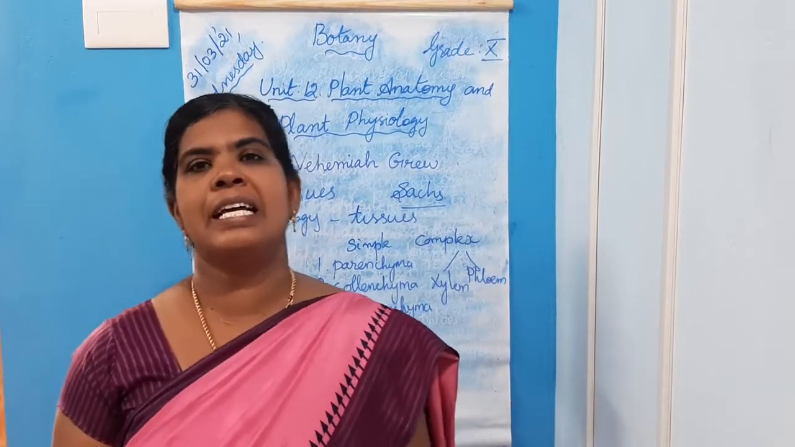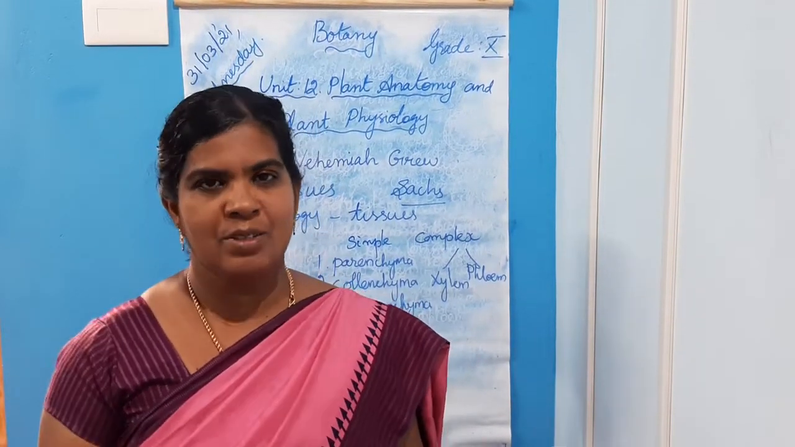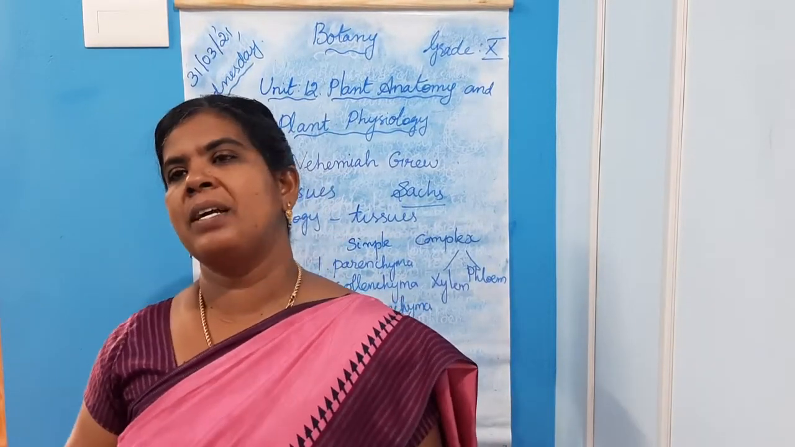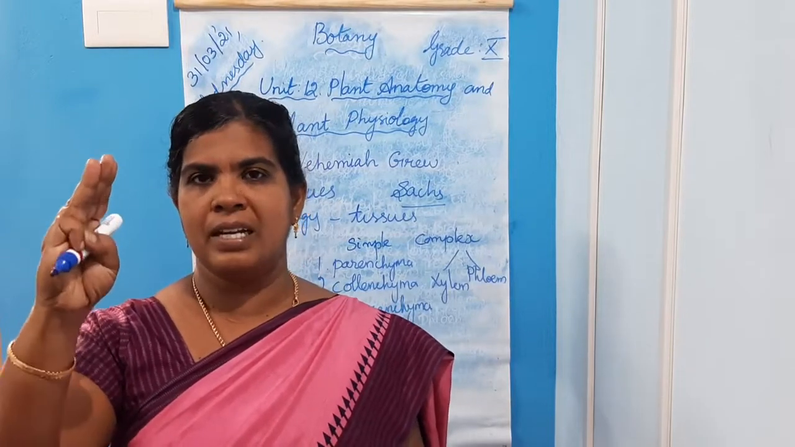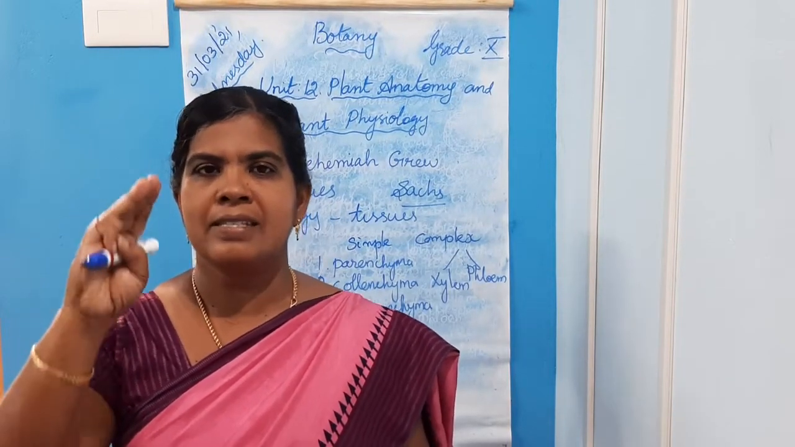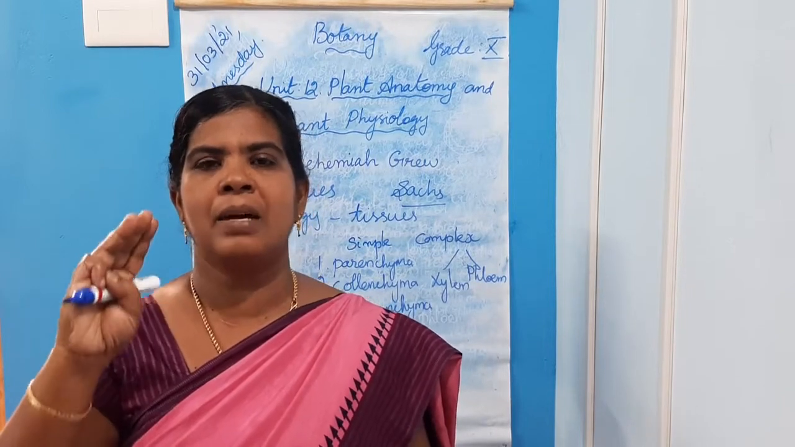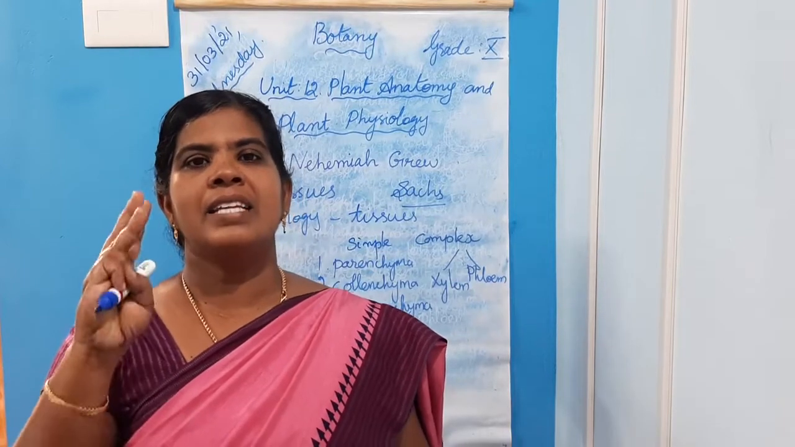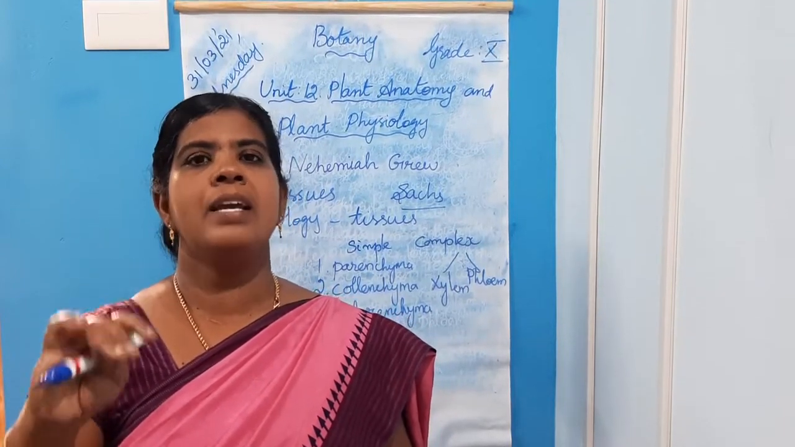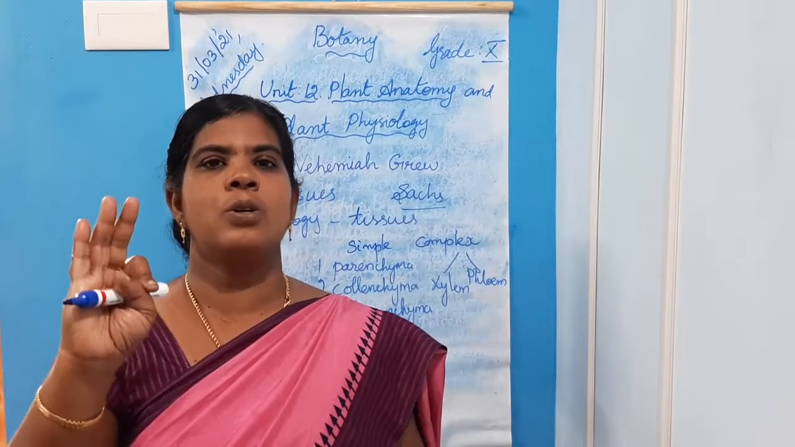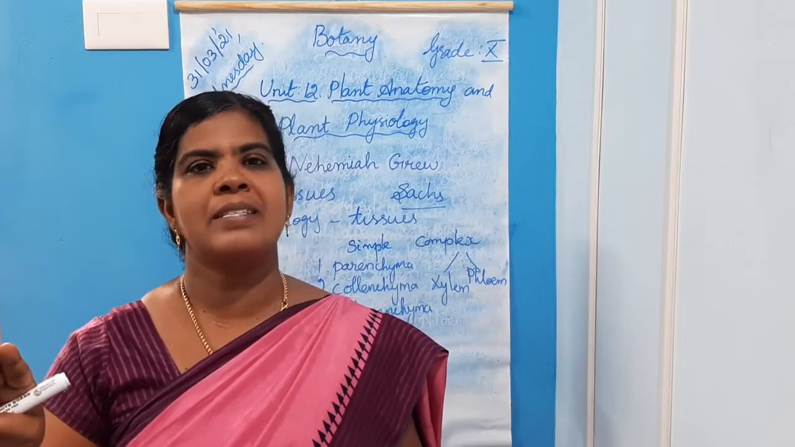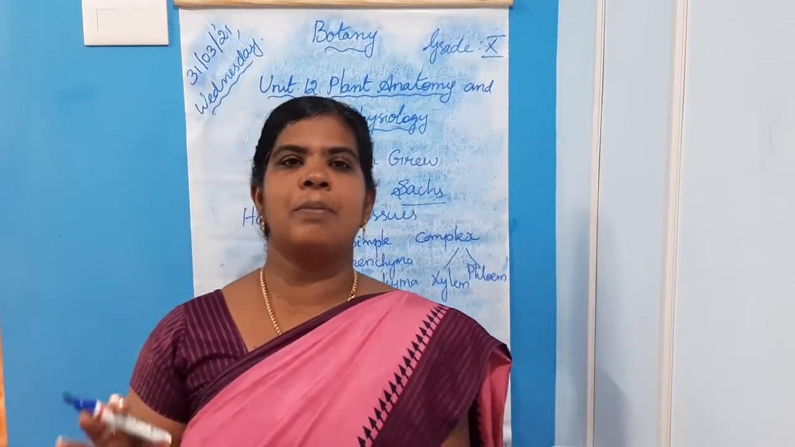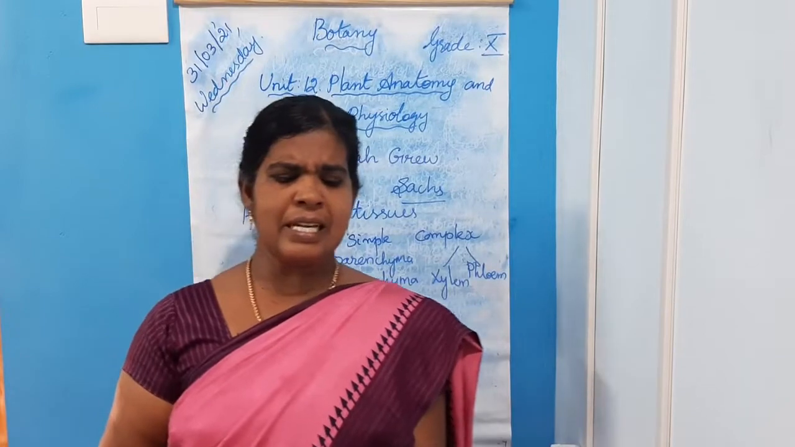It is of three types, namely radial vascular bundle, conjoint vascular bundle and concentric vascular bundle. What are called vascular bundles? Xylem and phloem occur together in bundles called vascular bundles. There are three types of vascular bundles, namely radial, concentric, conjoint. Radial vascular bundles are present in roots.